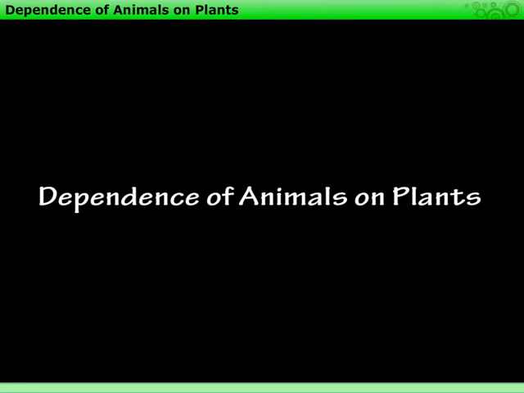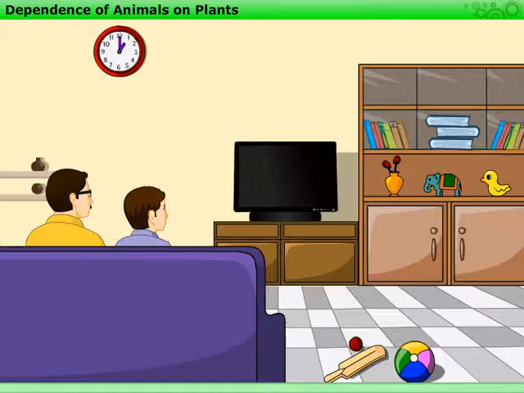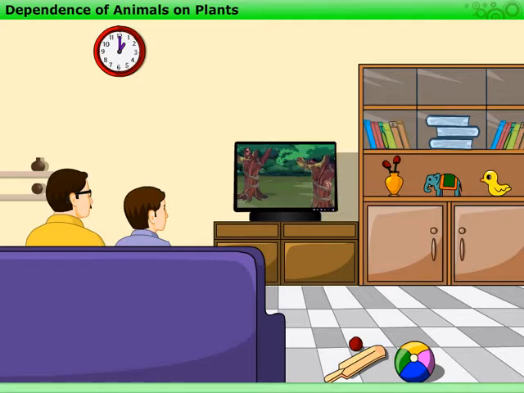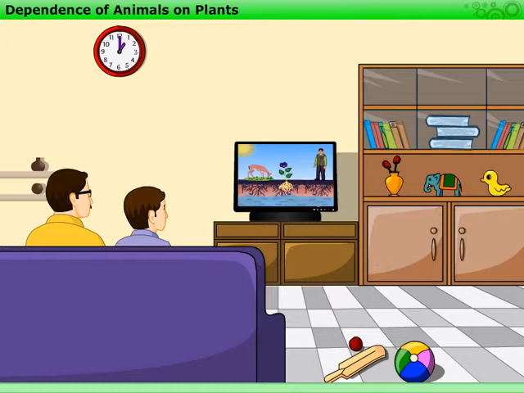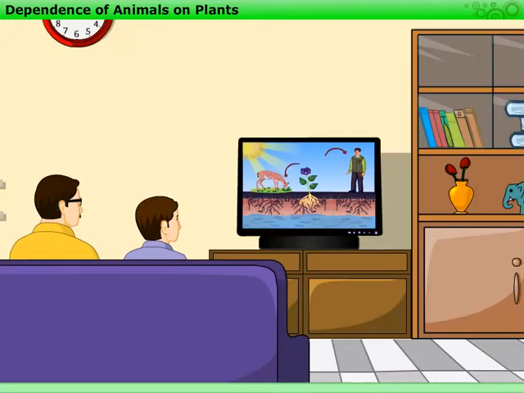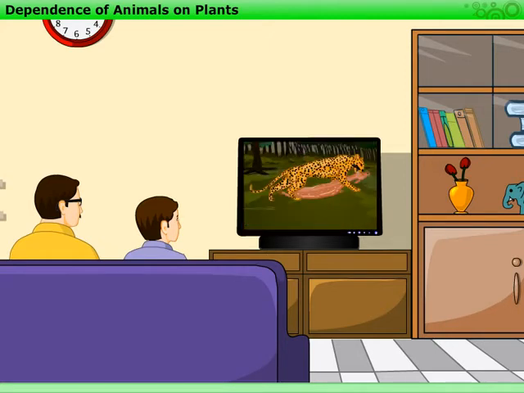Dependence of animals on plants. Today is a holiday for Sam and his father, so they are watching television. Sam is watching his favorite program on plant and animal life. He sees that a leopard catches a deer, kills it, and eats its flesh. Sam says, how cruel the leopard is to kill the poor deer.